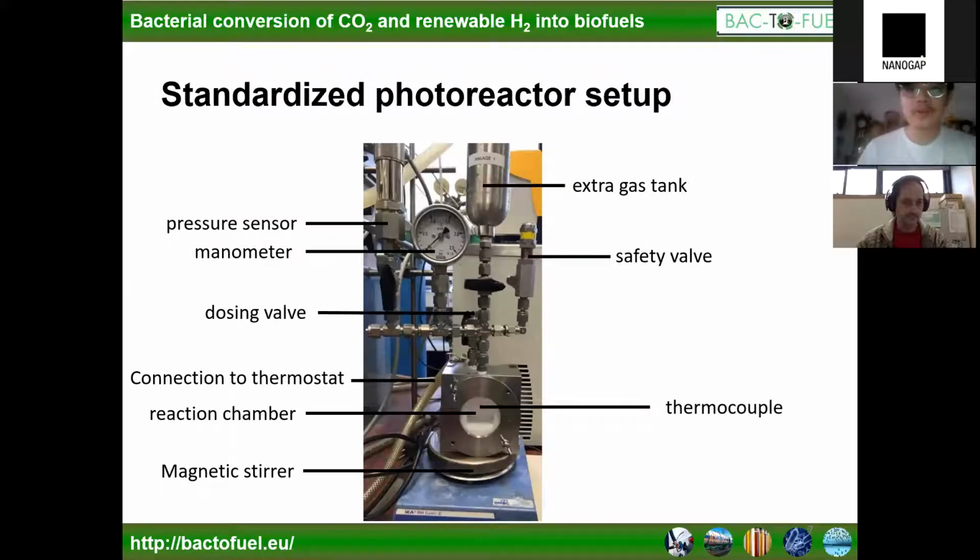This is how our photoreactor looks like. So you have here the pressure sensor, which is connected to a computer. You have the manometer, but the pressure sensor does the same job as the manometer. Here you only get a look if you calibrate the pressure sensor. The extra tank has a safety valve if the pressure inside the reactor is getting too big. The dosing valve is to get your sample after the reaction. And here is the connection to the thermostat, the reaction chamber, the thermocouple inside of the reaction chamber, and a magnetic stirrer to stir the whole solution with the particles inside.